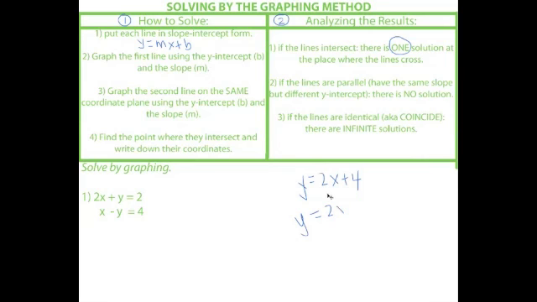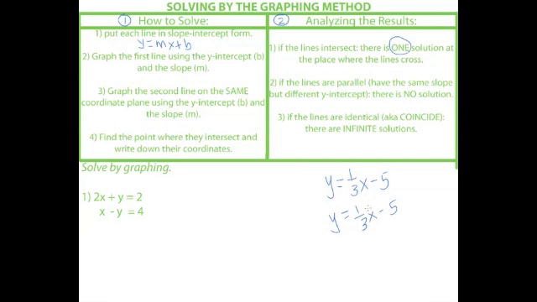Okay. The third situation is maybe you start working on your slope intercept form, and as you're moving things around in the equation, you end up with this. The first line looks like this, and then the second line ends up looking like this.